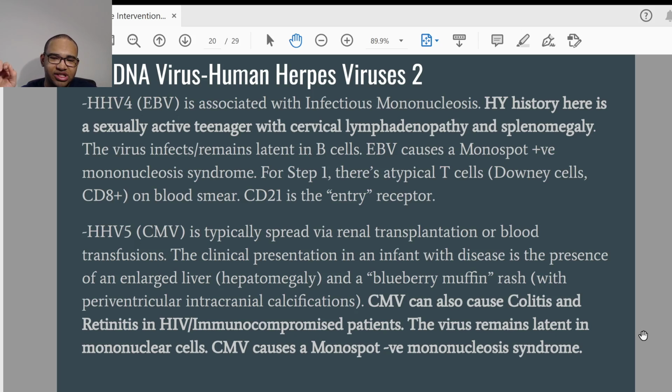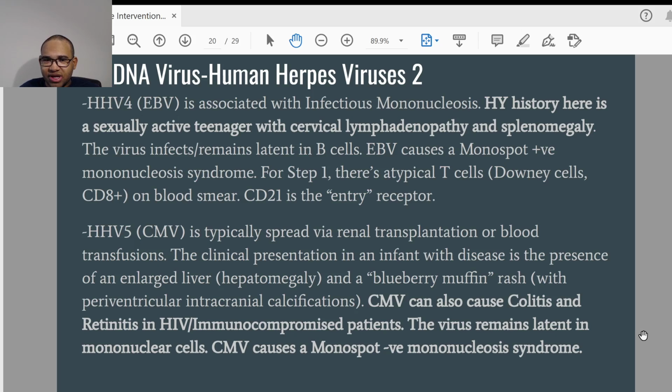And the thing is, the virus remains latent in B cells, and it gets in through CD21 into cells, right? So the thing is, because it infects B cells, right? It's a virus that's infecting cells. Your cell-mediated immunity will try to act against it, right? So you have a proliferation of atypical T cells, right? They're called Downey cells. They're CD8 positive on a blood smear, right? And again, it remains latent in B cells, right? And remember that it causes a monospot positive mononucleosis syndrome. Those people need to avoid contact sports for a while so they don't rupture their spleens, right?